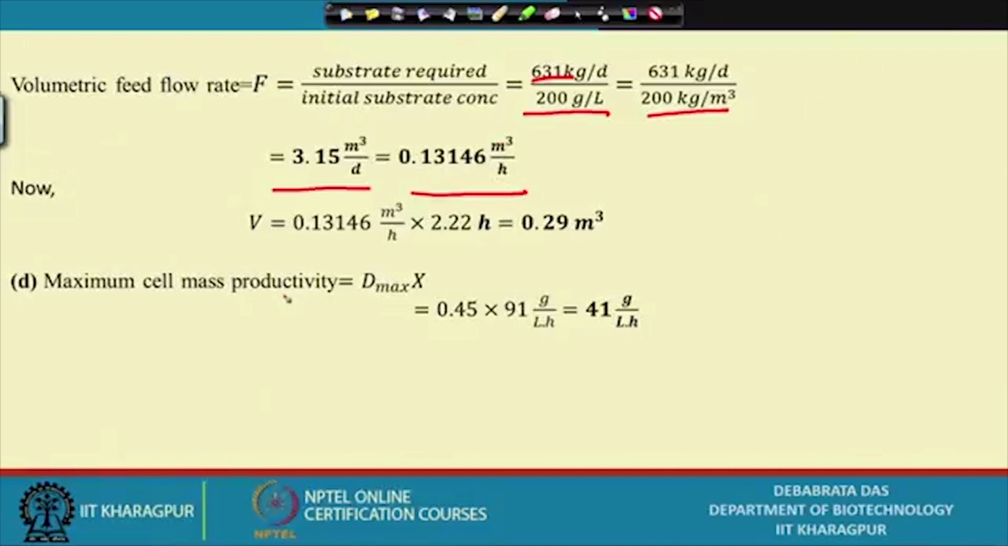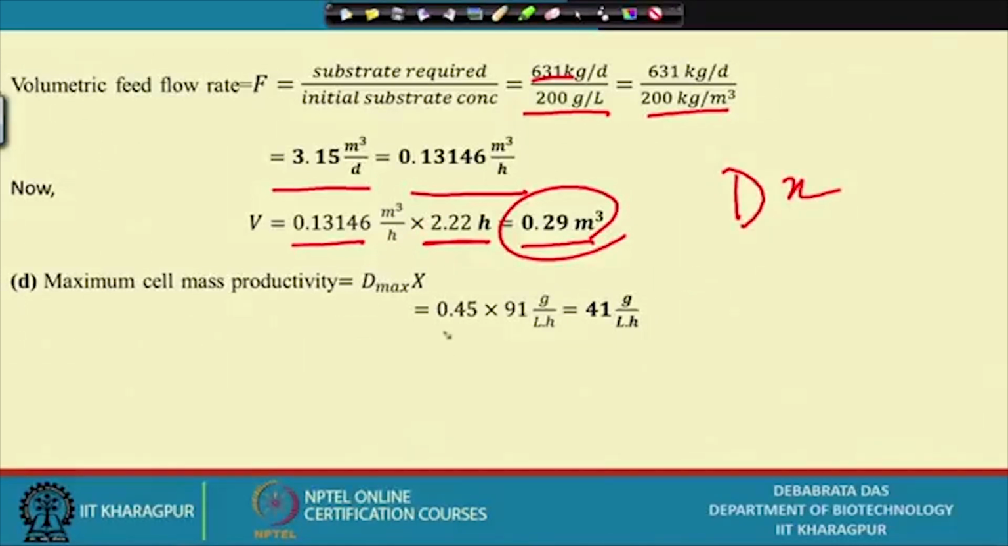Now, we have found that the total time required for the CSTR is 2.2 hours. So you multiply this by the flow rate and you get the volume. This is the volume of the reactor we can calculate. Then at the same time I told you how you can find the maximum D into X. What is the D max value we calculated? D max value we calculated is 0.45.